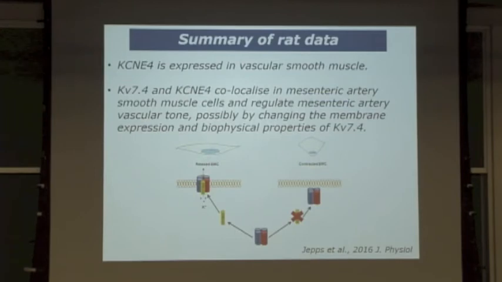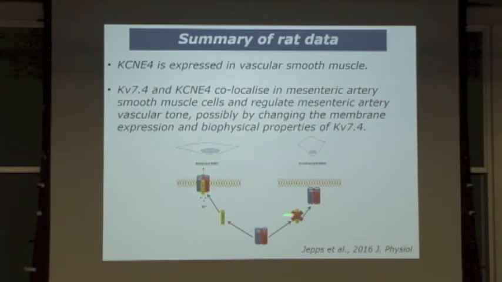So Thomas Jepps has been studying this at the University of Copenhagen, and they already knew that KCNQs were involved in the arteries, and then they started looking at KCNEs. They found that if they use morpholinos to downregulate KCNE4, they change the function of the KCNQ4 channel, and KCNQ4 is important for the relaxation of the arterial smooth muscle cells.